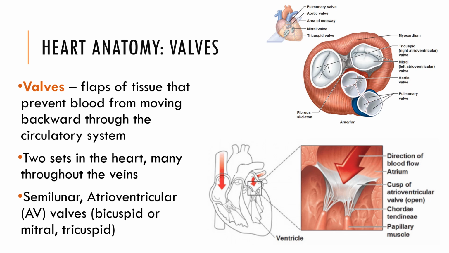So we have the semilunar valves. These ones block the blood from going back into the lungs or out to the body until the right time. And then we have the atrioventricular or AV valves. You might have heard these called the bicuspid or the mitral valve or the tricuspid valve. These ones are going to separate the atrium from the ventricle.